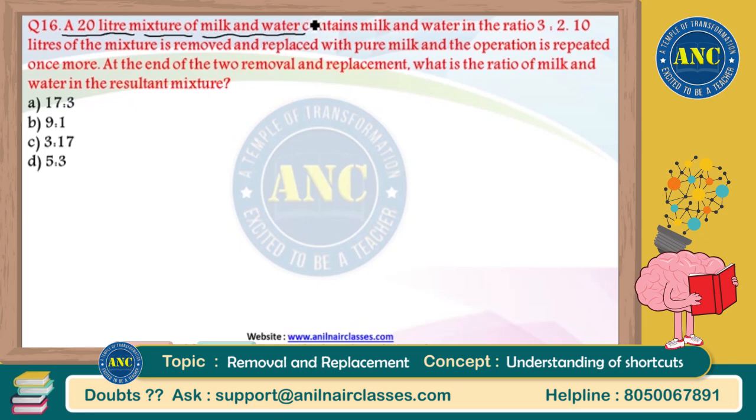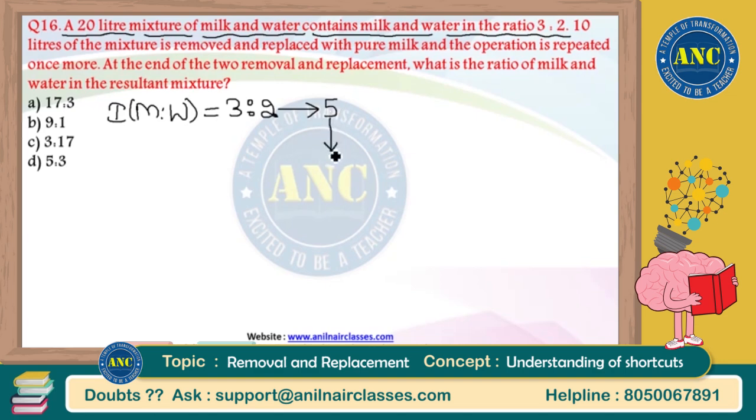A 20-liter mixture of milk and water contains milk and water in the ratio 3:2. That means what they are saying is that the initial ratio of milk and water is 3:2. According to the ratio, initially 3 liters of milk is present and 2 liters of water is present. That means initially 3 plus 2, 5 liters of mixture is present.